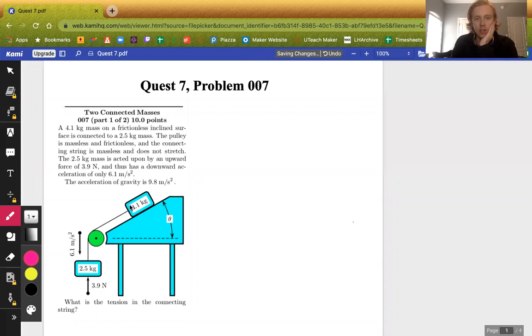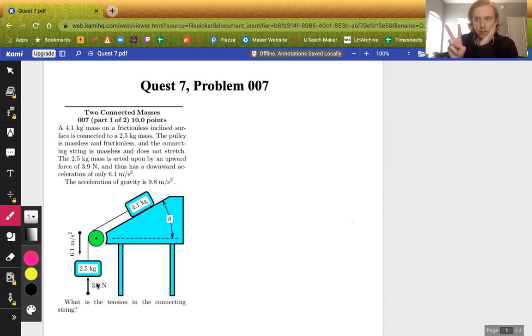We have a 4.1 kilogram mass on a frictionless inclined surface, connected to this 2.5 kilogram mass. The pulley is massless and frictionless, which is good, and the string is also massless and doesn't stretch. So that's all of the boxes we need to check to make sure this is an easy problem. We know the 2.5 kilogram mass is acted upon by an upward force of 3.9 newtons and has a downward acceleration of 6.1 meters per second squared. The acceleration of gravity is 9.8 meters per second squared. We're asked to find the tension in the connecting string.